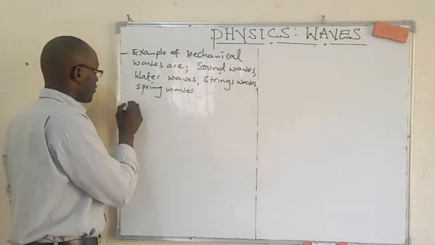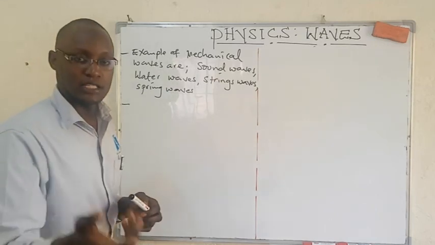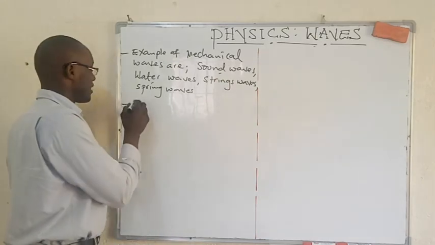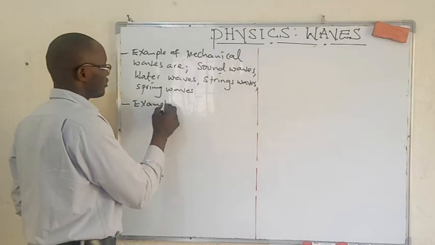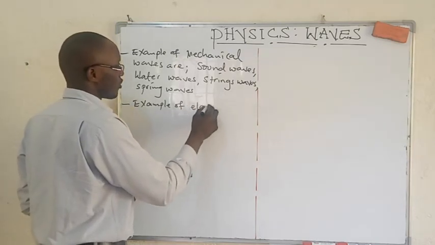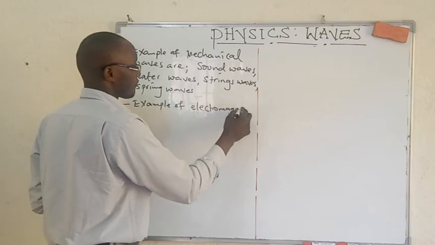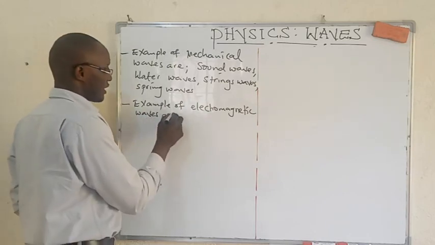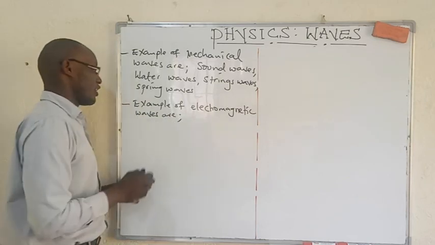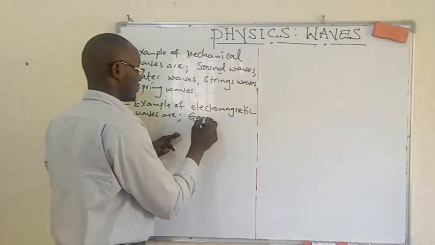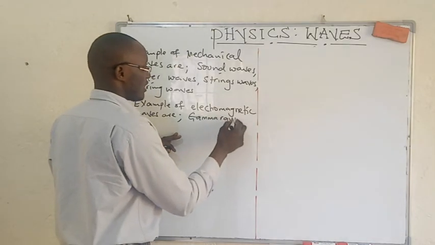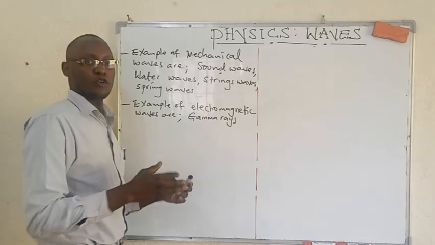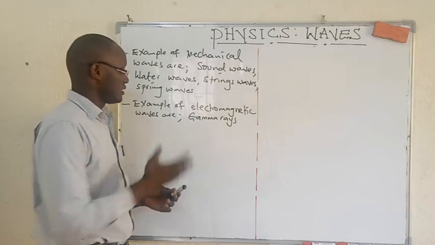Now, for electromagnetic waves which do not require any material medium, they don't require any state of matter for their propagation. Some of the examples are here. So, examples of electromagnetic waves. Okay, you can talk of what we call the gamma rays. Gamma rays. These are radiations. We shall talk about them in details under the concept of modern physics or nuclear physics or what we call atomic physics. These are radiations.